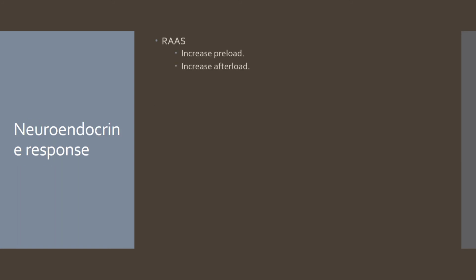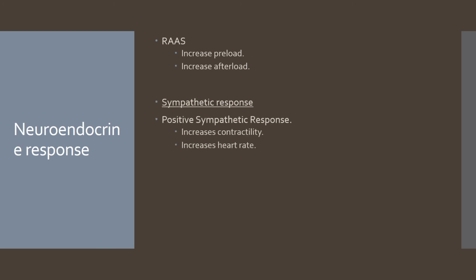So we talk of the renin-angiotensin and the sympathetic response. The positive effect of the sympathetic response is that it increases contractility and the heart rate. Then the negative effect of the sympathetic response is that it also increases afterload, and there is reduced renal blood flow, which also activates the renin-angiotensin-aldosterone system.